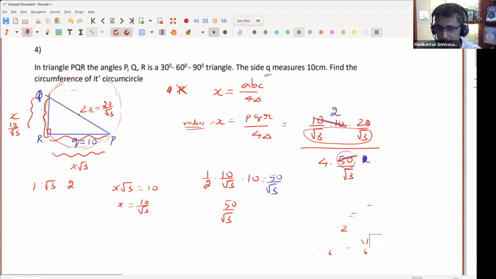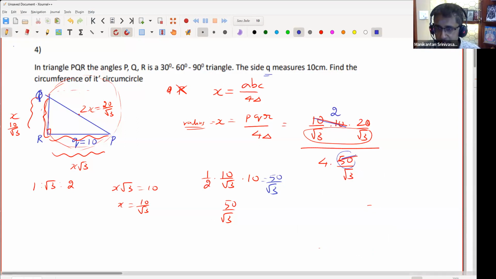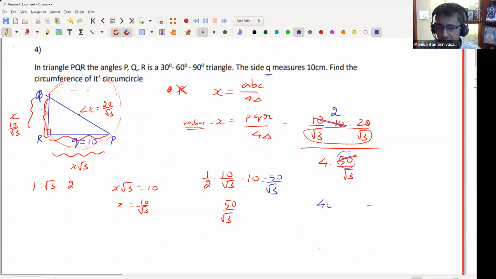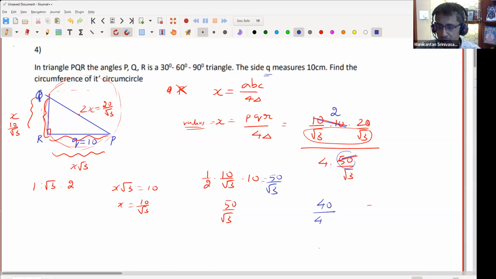I don't want to rework all of it, but okay, fine. Let's rework it. It hardly takes a second. So this 2 is in the numerator. So I have 2 times 20, which is 40 by 4, and then root 3 upon 3. Is that right?